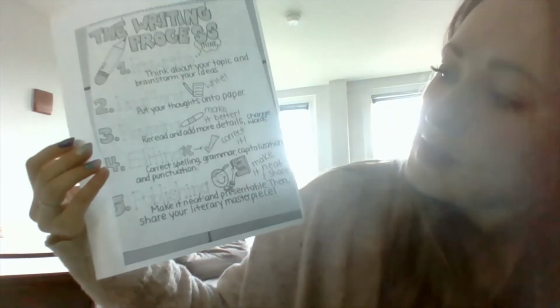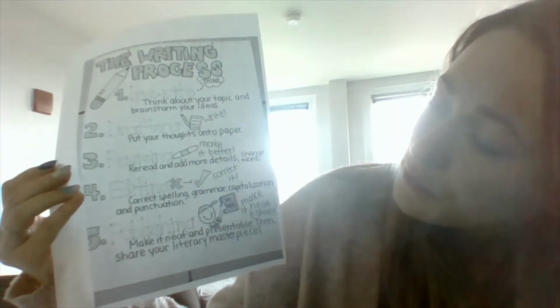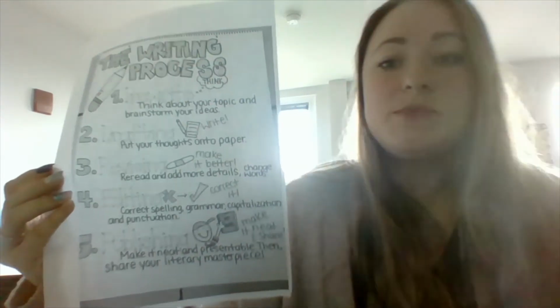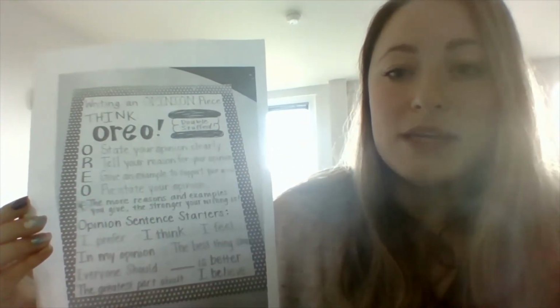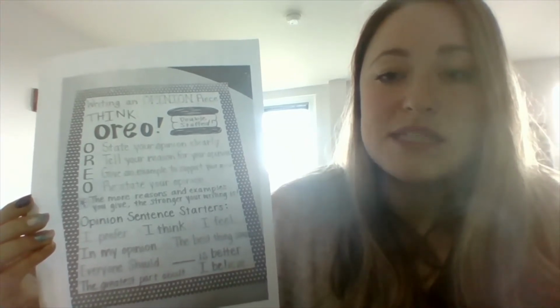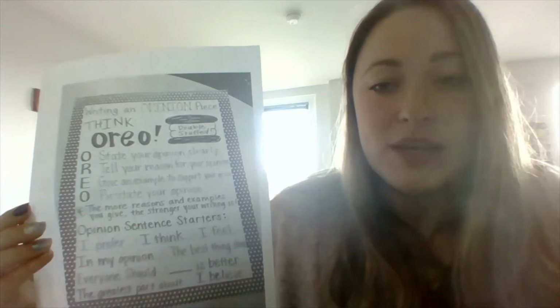So we are on the third step of the writing process where it says revising. It says reread and add more details. We're basically going to be trying to make our draft better. So I've already gone over with you thinking about Oreo in giving your opinion, stating reasons, explaining why that's an important reason, and then stating your opinion again.